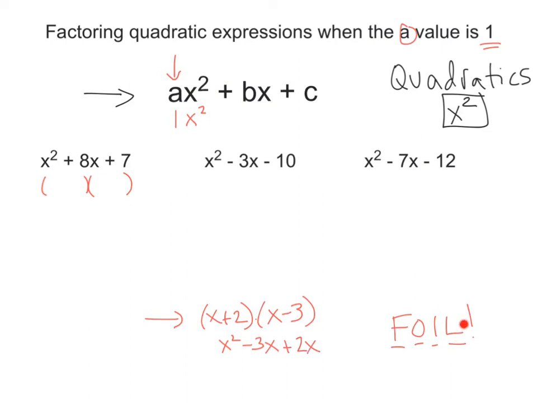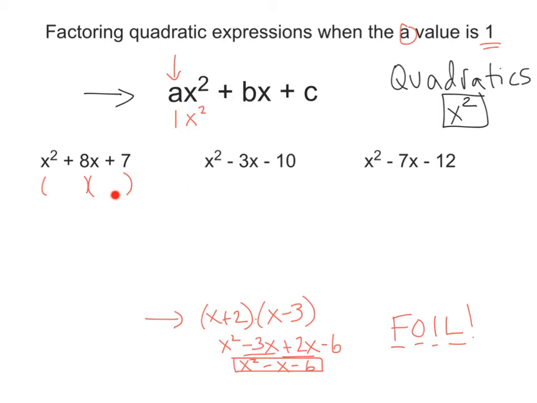And L stands for last. We multiply these last two terms, so positive 2 and negative 3, and that is minus 6. Then we can combine any like terms that have the same variable part, and that's the negative 3x and the positive 2x, and simplify to get x squared minus 1x, or just an x, and minus 6. So notice, we just arrived at a trinomial that looks just like these. x squared minus x minus 6. And how we got here is by multiplying two binomials.